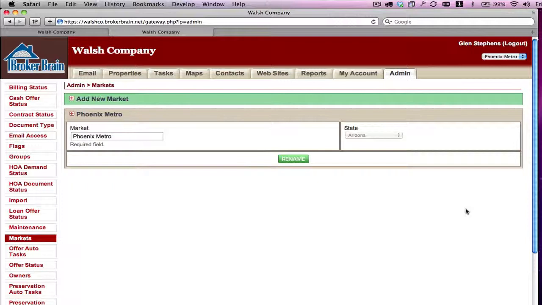Now, in the event that you are working out of a single office with one staff, it is recommended that you do not add additional markets to your system. This is designed for brokerage firms that have different offices in different geographic locations, maybe in the same state, maybe in different states, and it helps them to delineate the functions that go on between the two offices.